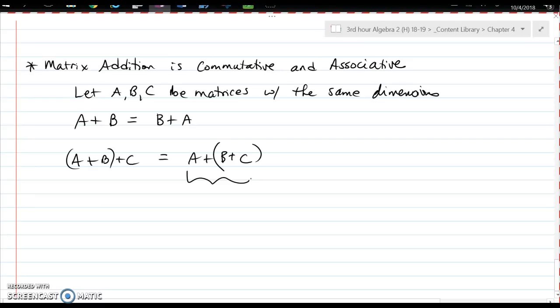It's the same thing. So matrix addition is commutative and associative, and it's very important that we talk about that because we're going to start multiplying matrices together, and we're going to see that matrix multiplication is not commutative and associative, and we'll see that tomorrow. Okay.